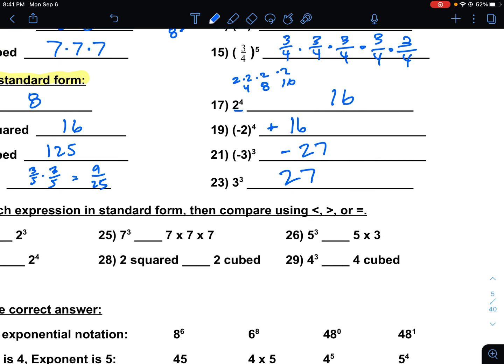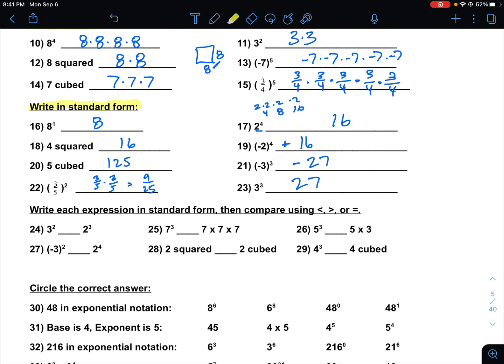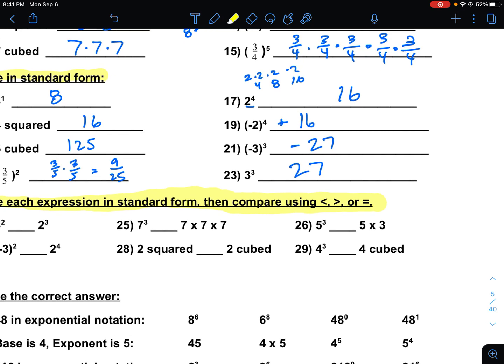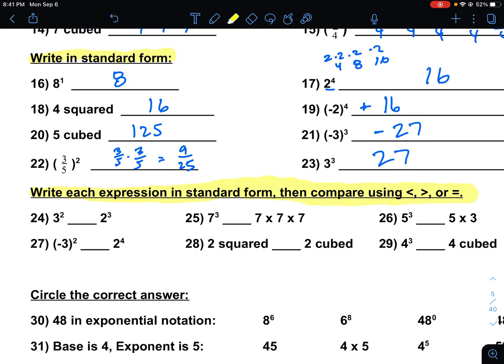It's 27. All right, next one. Write each expression in standard form, then compare using less than, greater than, or equal to. Write each expression in standard form, which is like these. So standard form, then compare using greater than, less than, equal to. All right, let's do that.